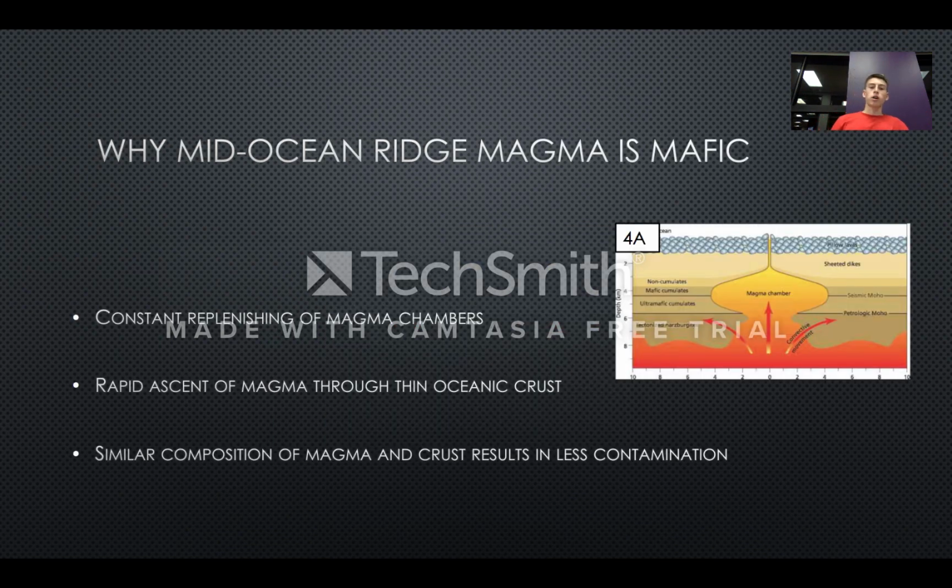So oceanic magma is much more mafic than continental magma for three reasons. One, magma chambers are constantly being replenished, which keeps heat high, and it also keeps the magma in there from cooling. Second, magma rises rapidly through the thin oceanic crust, and it leaves less time to cool before it reaches the surface. Finally, the oceanic crust is mafic, much like the magma. So contamination from the crust doesn't really affect the magma's chemical composition.